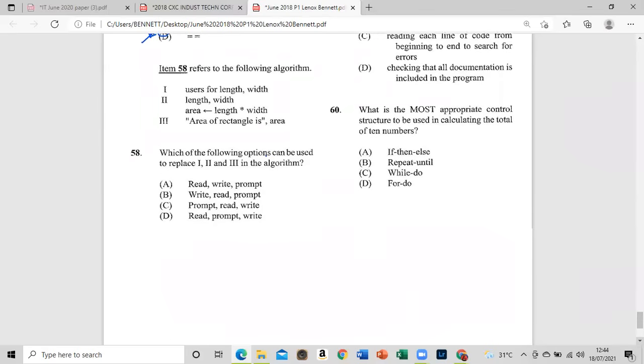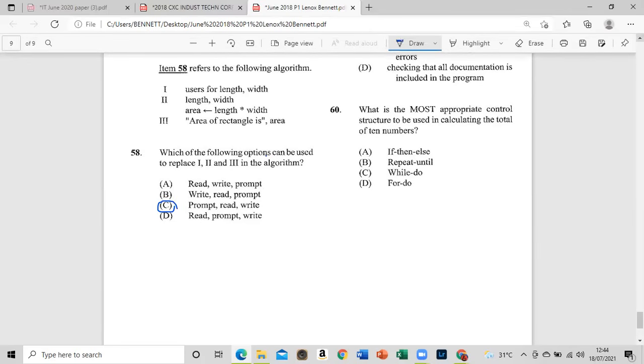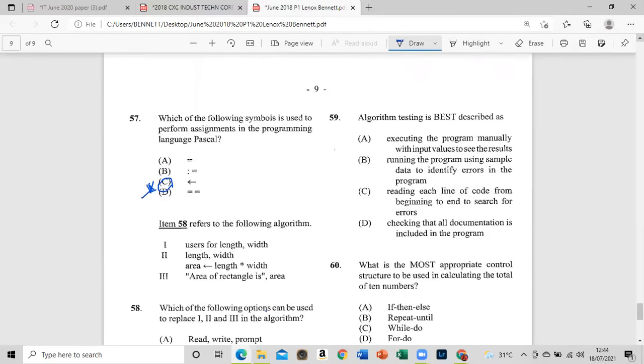All right, let's go to 58 now. So we only have 3 to go, and then we are through. 58, which of the following options can be used to replace 1, 2, and 3 in the algorithm? Is it read, write, prompt; read, write, prompt; or prompt, read, write? And that would give us C, prompt, read, write. All right, that was on the 2020 paper also.